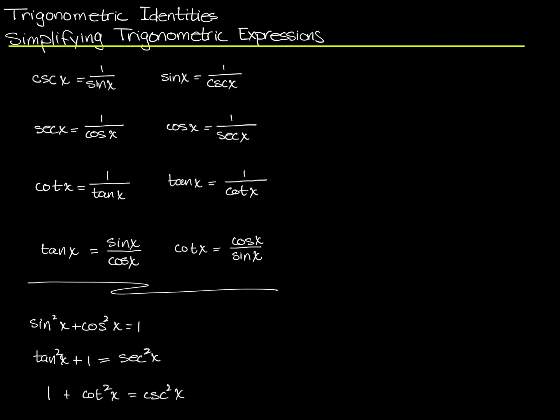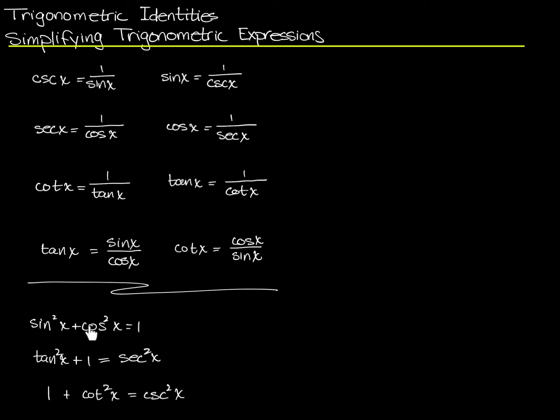Then we have the Pythagorean identities. Sine squared plus cosine squared equals 1. Dividing both sides of this equation by cosine squared, we get sine over cosine, which is tangent, cosine over cosine, which is 1, and 1 over cosine, which is secant. So another version of this equation is tangent squared plus 1 equals secant squared.